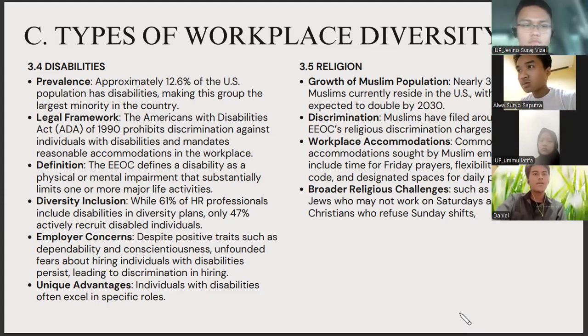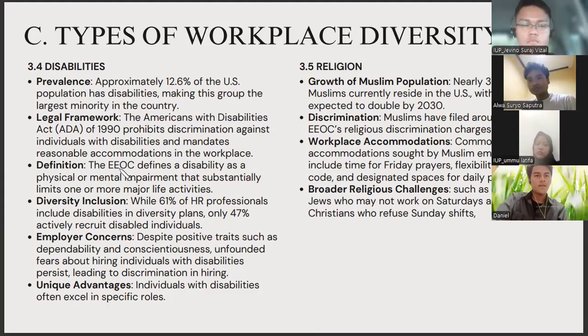The third point, the EEOC defines disability as a physical or mental impairment that substantially limits one or more major life activities. The fourth point, diversity inclusion. A survey indicates that while 61% of HR professionals include disability in diversity plans, only 47% actively recruit disabled individuals.